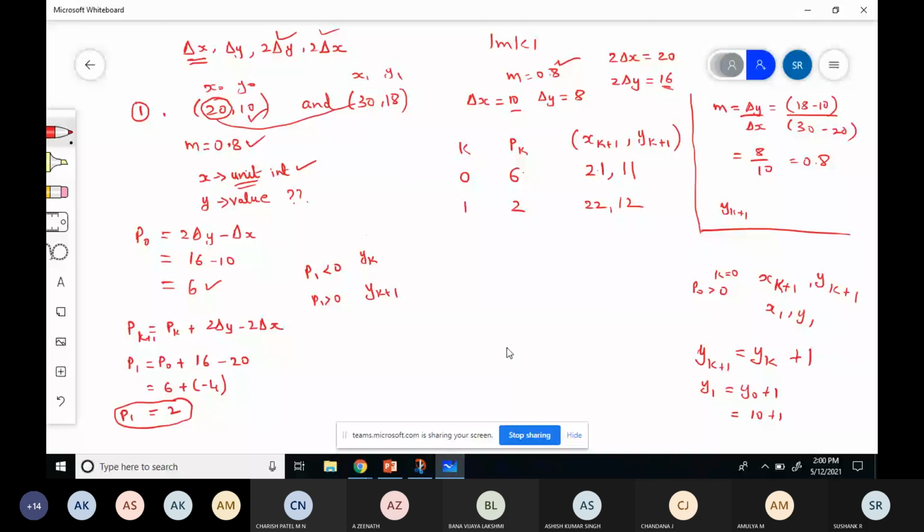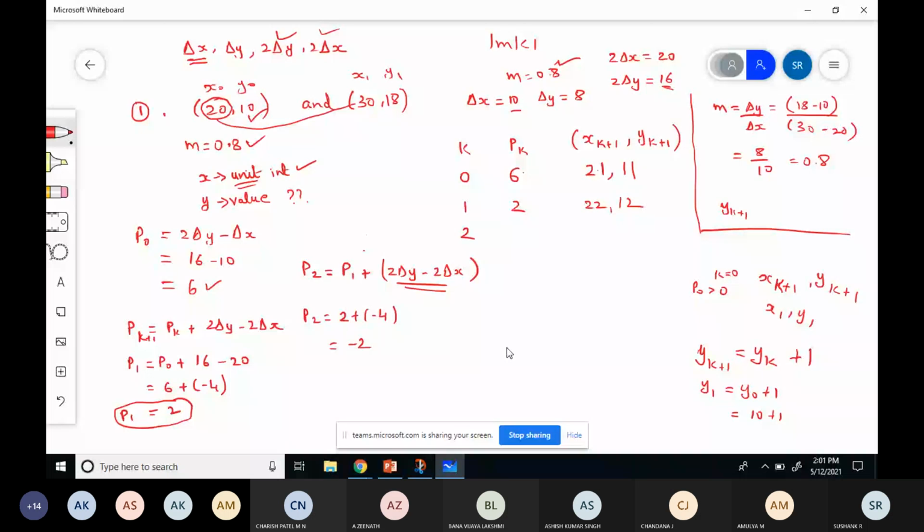Okay, now. I've calculated P0, I've calculated P1, now P2. P2 is the same formula: P2 is equal to P1 plus the difference, 2 times delta y minus 2 times delta x. This will always be constant, it will not change. Already I have calculated the difference between these two is minus 4. So P2 will be P1, my previous value 2, plus minus 4. So I'll get the answer as minus 2. When k is equal to 2, P2 will be minus 2.